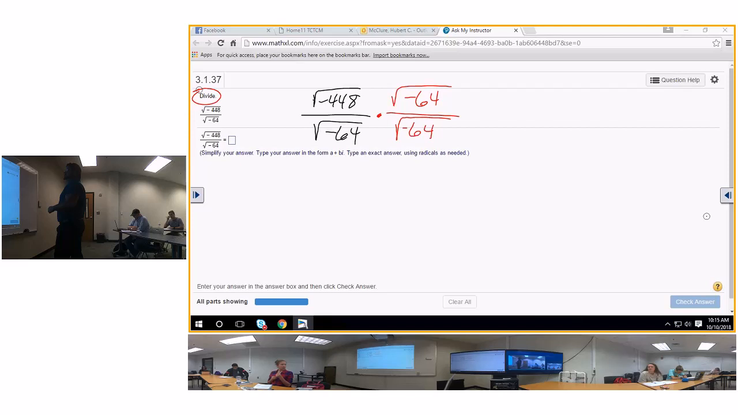When you see a radical in the denominator like this, they want you to get rid of it. If that was the square root of negative 2, you'd multiply by the square root of negative 2 over the square root of negative 2. If it was the square root of star, you would multiply by the square root of star over the square root of star. Because the square root times the square root, what happens to the square root when you multiply it by itself?